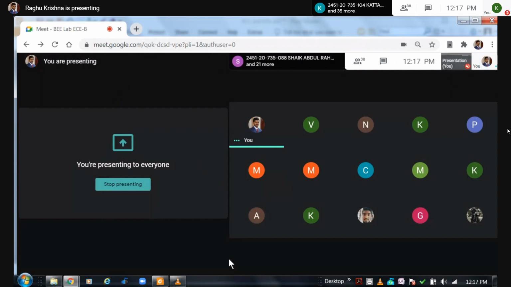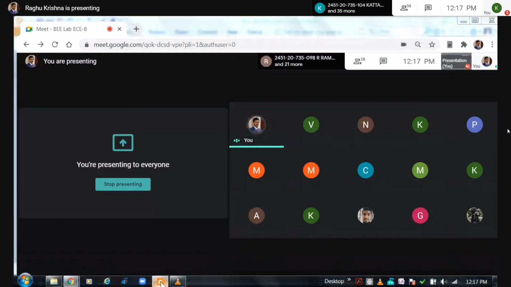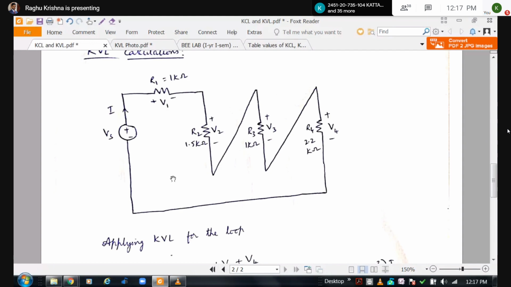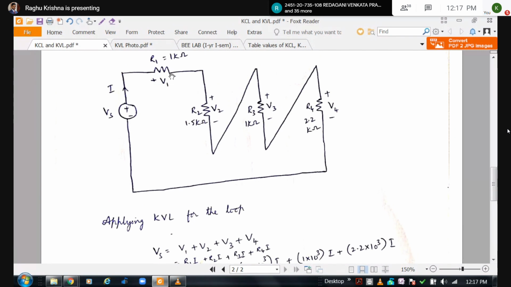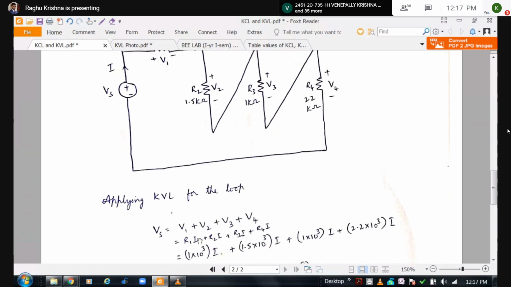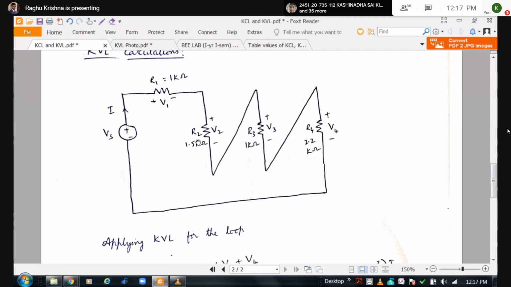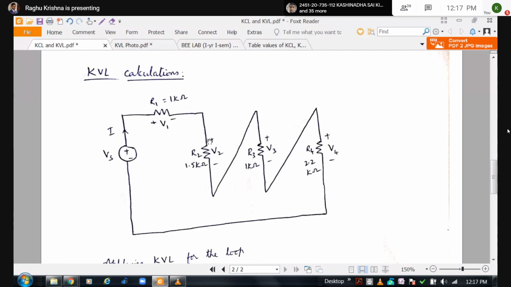So here V1 equal to R1I. As per Ohm's law, what is the current flowing through R1? I. Voltage across R1 is V1. So V1 equal to I into R1, or simply R1I. Similarly, what about V2? Can anyone tell what is V2? V2 can be written as.